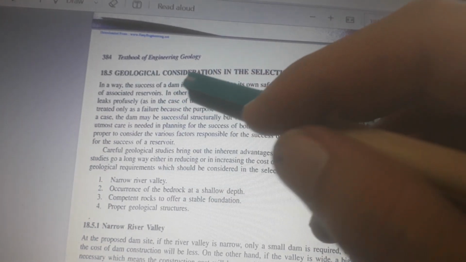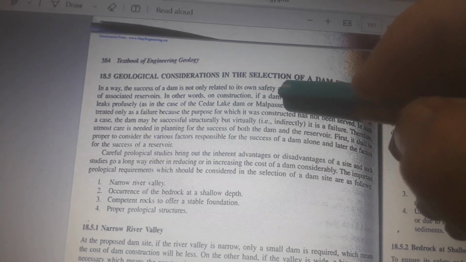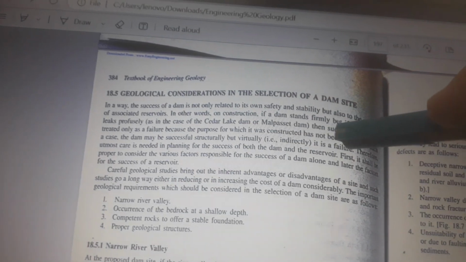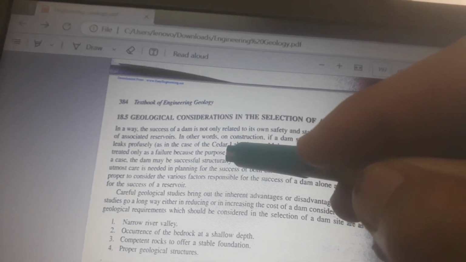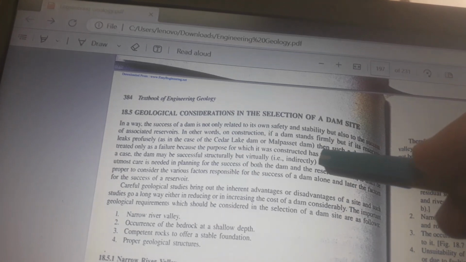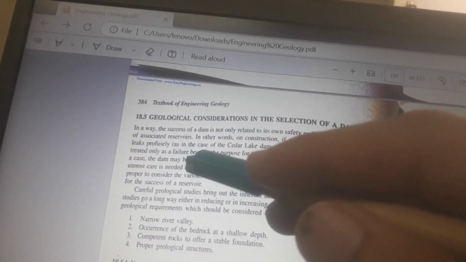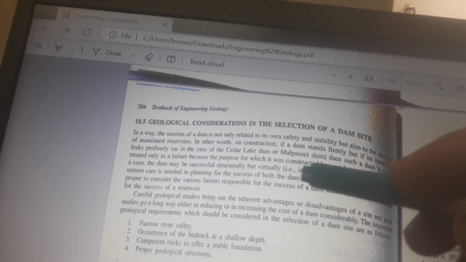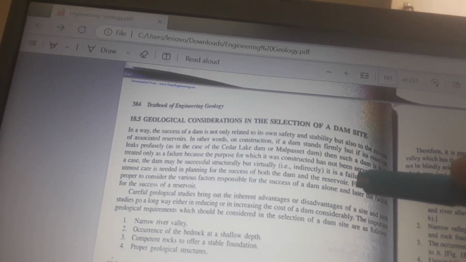Geological considerations in the selection of a dam site. In a way, the success of a dam is related not only to its own safety and stability but also to the success of the associated reservoir. In other words, if on construction a dam stands firmly but its reservoir leaks profusely, as in the case of Cedar Lake Dam or Malpasset, then such a dam is to be treated only as a failure because the purpose for which it was constructed has not been served.